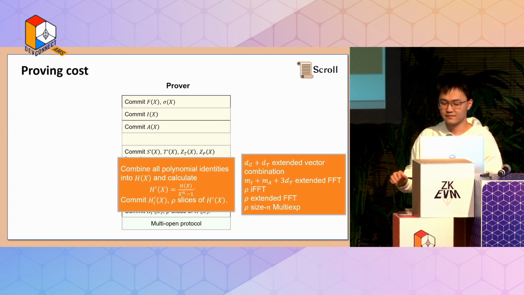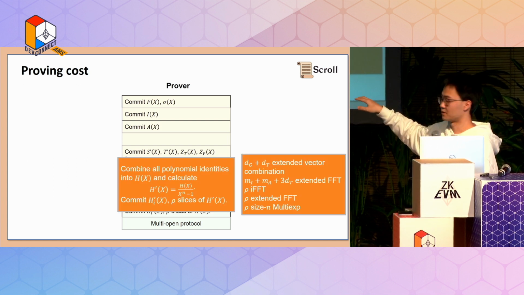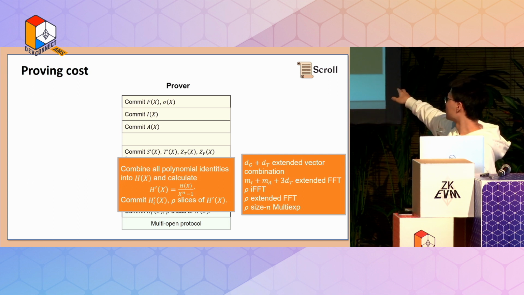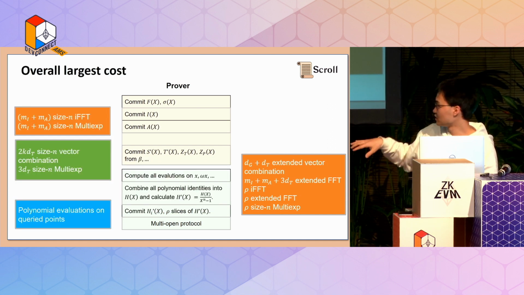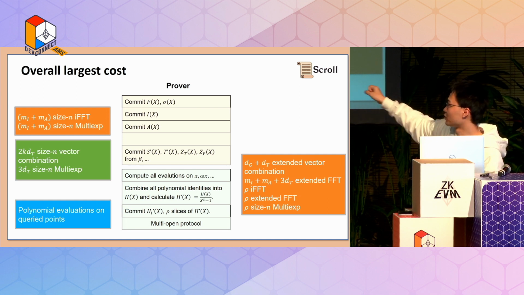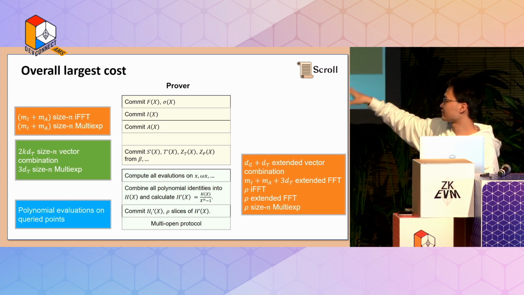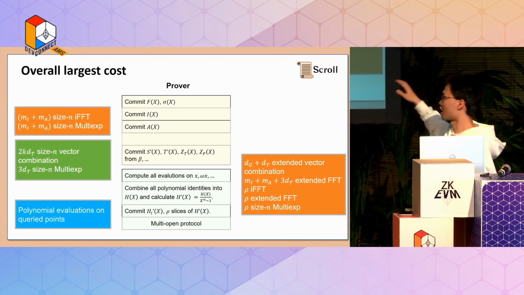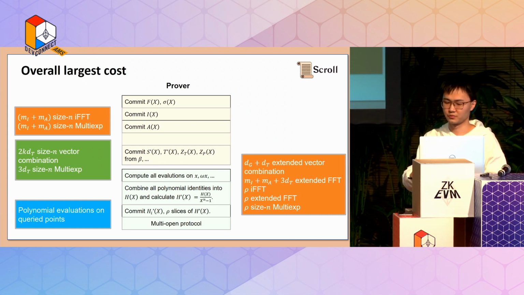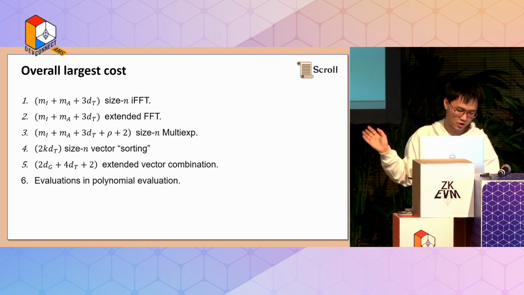And then when computing h(x), you need to compute some extended FFT, which is of a larger size, basically your row number times your largest degree of custom gates. And then you need that number of FFTs and multi-exponentiations. So basically, you need those components in proving: there is FFT, there is the FFT over the large domain, and you also need polynomial evaluations. So here is the overall cost.